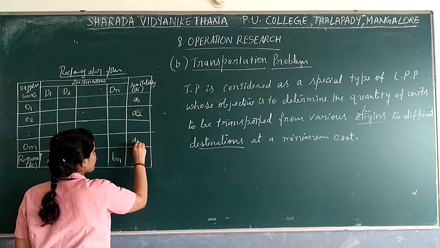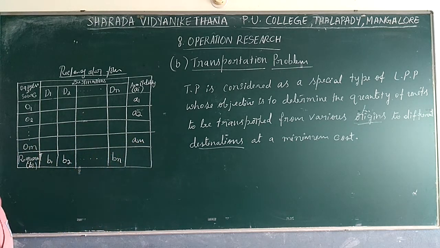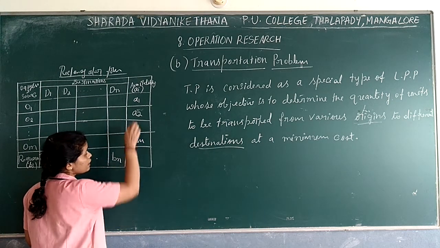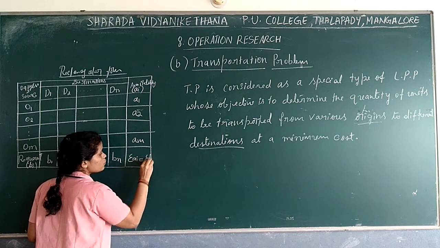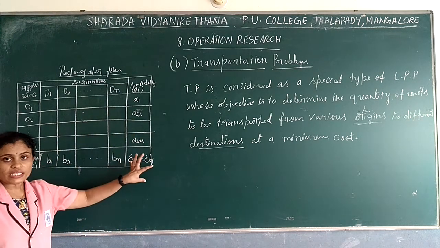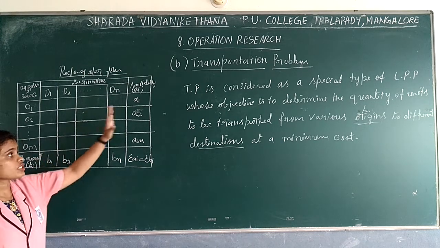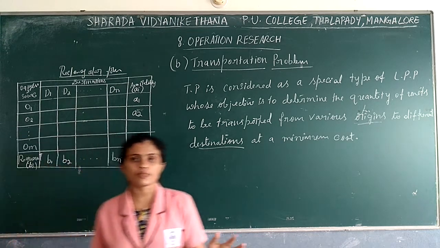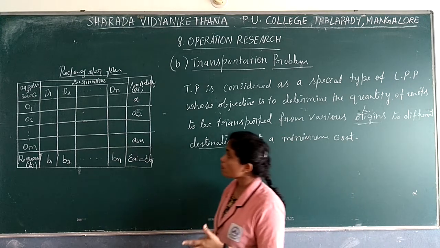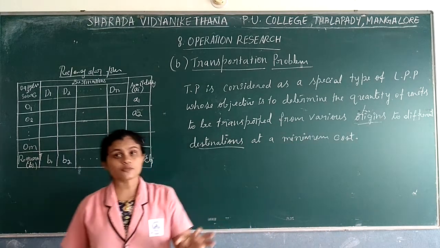The last one is Am. What should happen at the end? Sigma Ai should be equal to sigma Bj. It means availability should be matched with requirement. Then we can say this particular transportation problem is balanced.